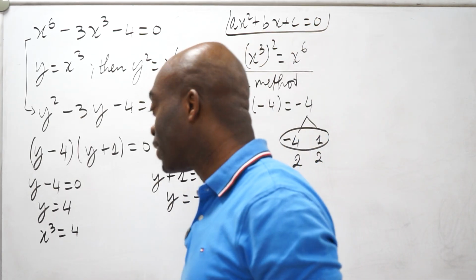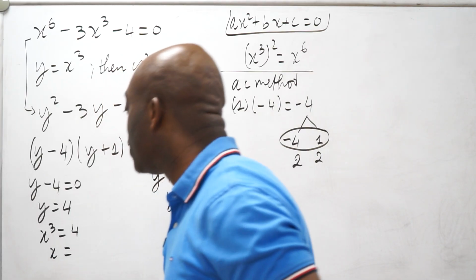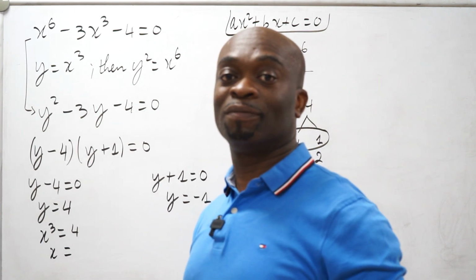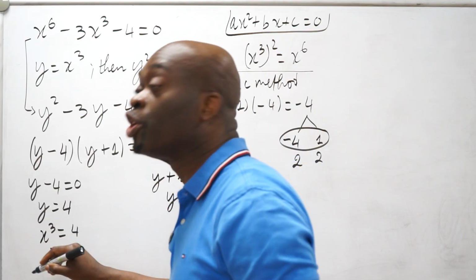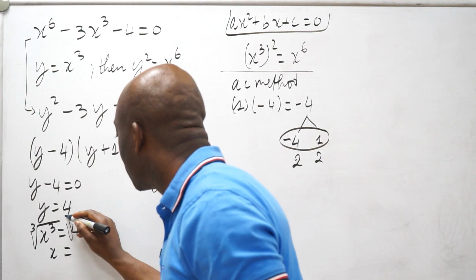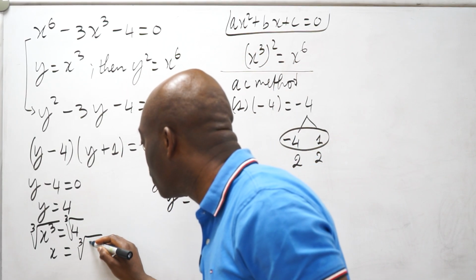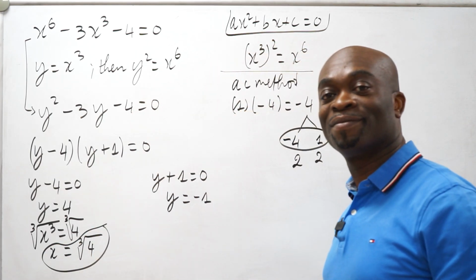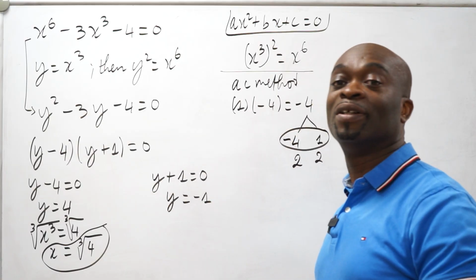x is going to be equal to what? What's the number that will multiply itself 3 times to give me 4? It's going to be the cube root of 4, because you have to cube root both sides. Cube root this one, cube root this one, and then you're going to end up with the cube root of 4. That would be x in this case. Because cube root of 4 times cube root of 4 times cube root of 4 will give you 4.